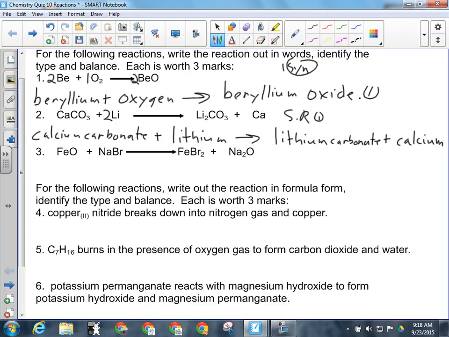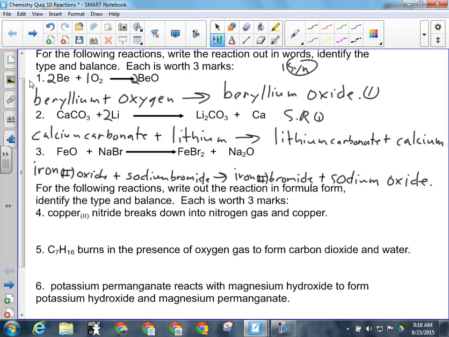All right. Number 3, I have an ionic compound, iron with oxygen, but since iron is multivalent and has more than 1 possible charge, its name will require Roman numeral 2. This is iron(II) oxide. It is reacting with sodium bromide, which is also an ionic compound. Okay, and that is forming iron, again Roman numeral 2, bromide, and sodium oxide. They must have the Roman numerals, guys, if they're going to get that mark.